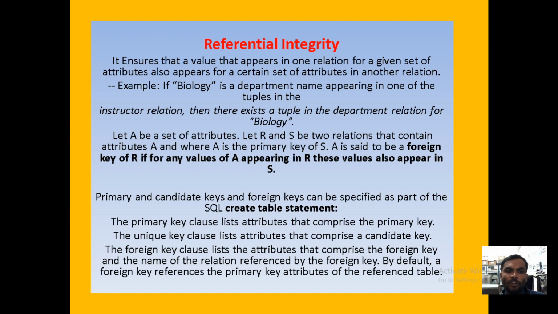For example, take the department table as a parent table. Under the department table we have department number, department name, and location. This department table is a parent table. The department number attribute acts as the primary key.